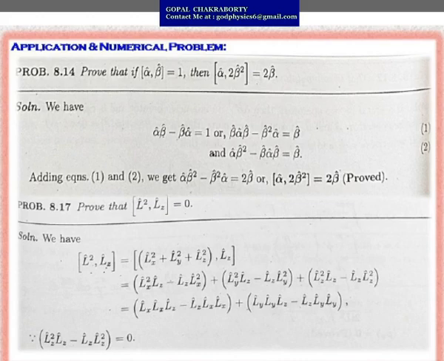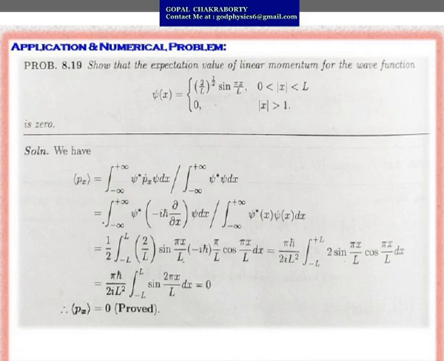So ultimately we will get Lx Lx Lz minus Lz Lx Lx plus Ly Ly Lz minus Lz Ly Ly. So ultimately we get that value is equal to 0. Now the next problem is to find out the expectation value of linear momentum for a given wave function.